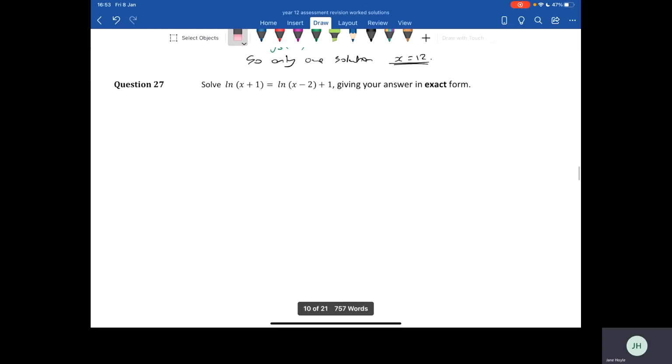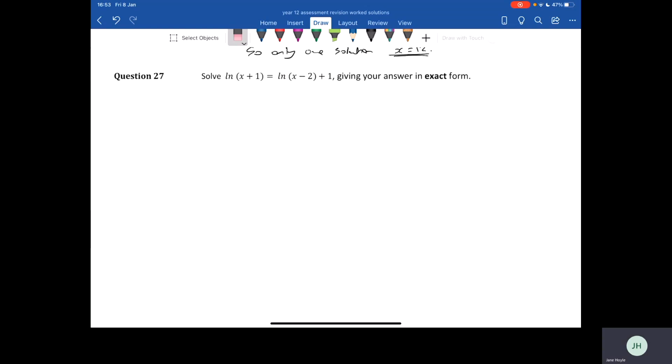Okay, so this one here, giving your answer in exact form. Here we've got a particular base. Our base is log to the base e. We've got those natural logs there. So this is very much like the question from a couple of questions ago. I can't rewrite it in exponential form yet.